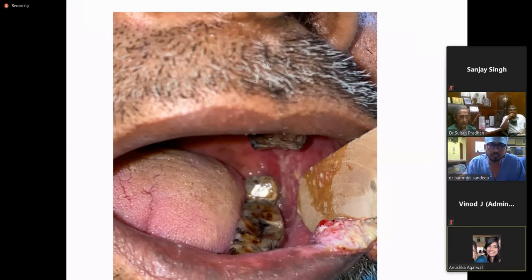Positive margins. Okay, Sandeep, you understood this? Yes, sir. Next time, this is the standard answer. Yes, sir. Okay? Yes, sir. Shall we go to the next case? Yeah.